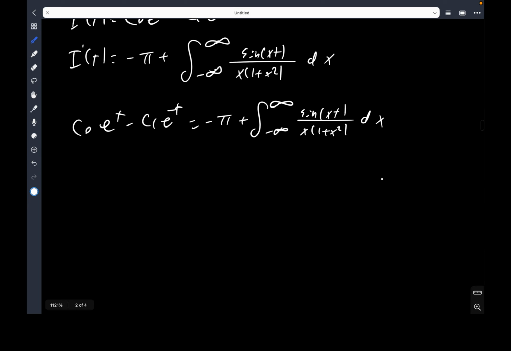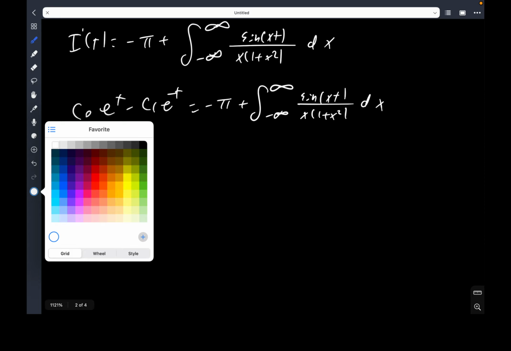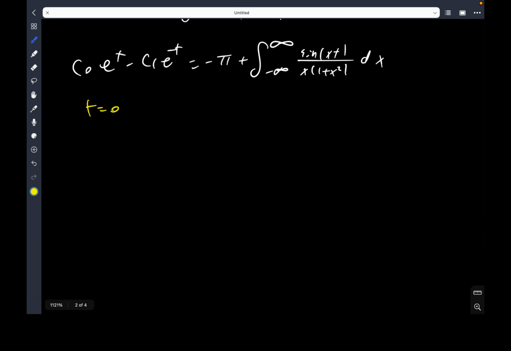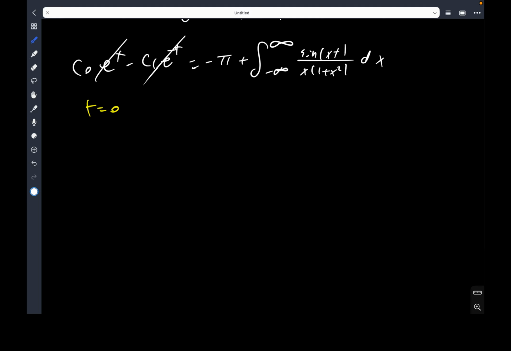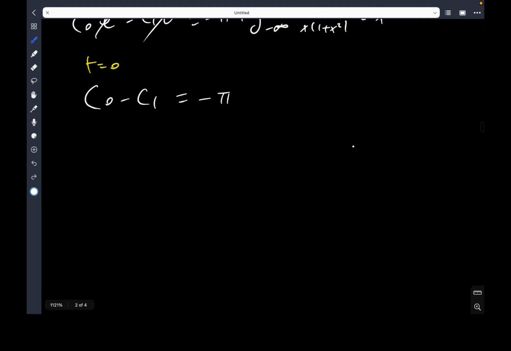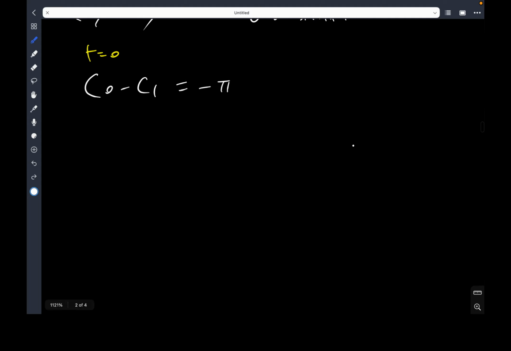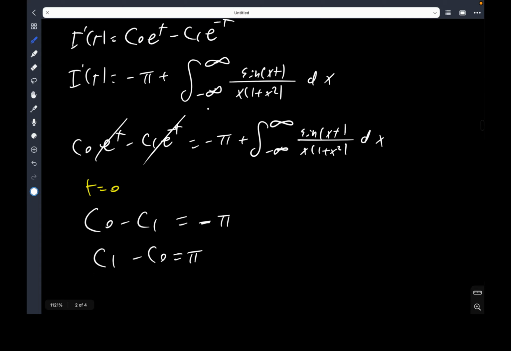We can use the same trick that we used there, and that is letting t be equal to 0. For that, these two exponentials are going to go away. I'm going to have c0 minus c1 equal to negative pi plus the integral from negative infinity to infinity of sine of 0, which is 0. And the definite integral of 0 is always 0, so I'm not going to write this integral here. Thus we can conclude that c0 minus c1 is negative pi.